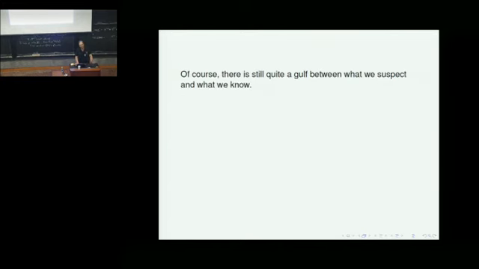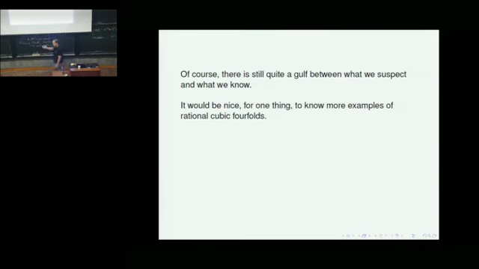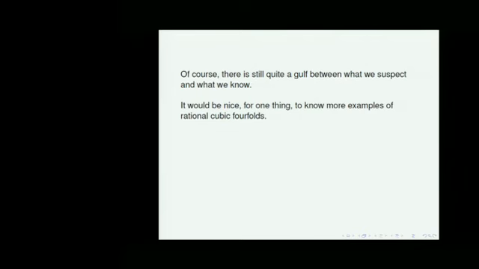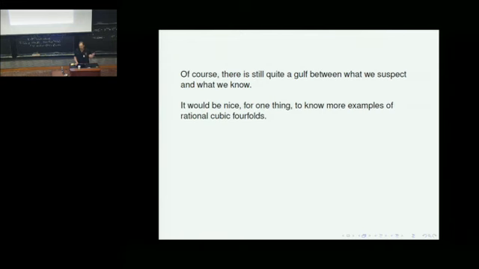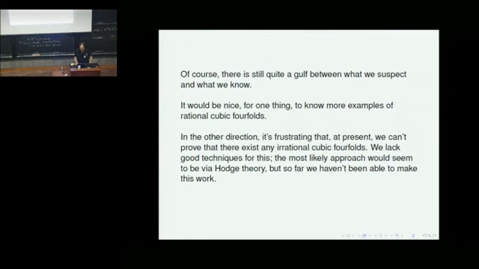And of course, the problem is that we don't really have, at least for now, a way of approaching the problem. It would be nice to know more examples of rational cubic fourfolds, just to see if this pattern holds, that the birational parameterizations of a cubic fourfold blow up K3 surfaces. Or, for that matter, we could look at Brendan Hassett's list of potentially rational cubic fourfolds, and see if we can actually find birational parameterizations for some more of the cubic fourfolds on that list. The problem is in the other direction.